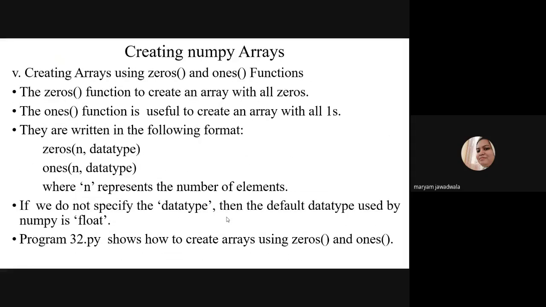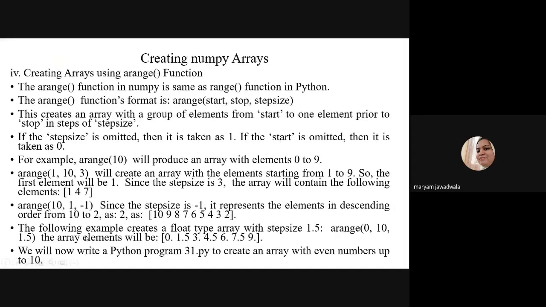Now one more example. In this way you can create a floating point array as well. I'm using the arange function with 3 arguments: 0, 10, and 1.5. 1.5 is the decimal step size, so whatever the output of this program will be my floating point array.